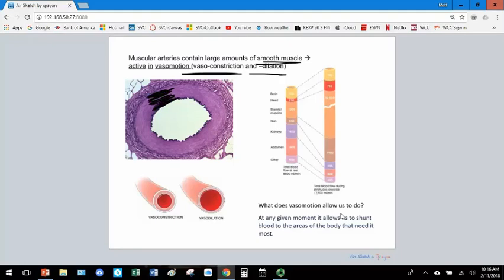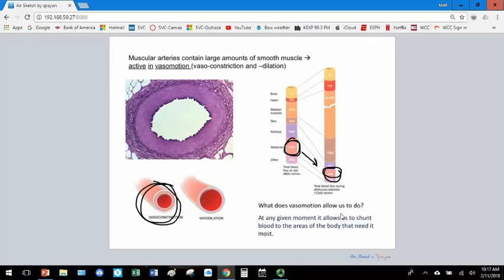And what does this vasomotion allow us to do? What does vasoconstriction and vasodilation allow us to do? Well, it allows us to shunt blood to the areas of the body that need it most. This is cardiac output at rest, during exercise. How is it that we're able to, at rest, have a lot of blood going to the abdomen, and then during exercise, not so much? Okay, we're vasoconstricting that area.